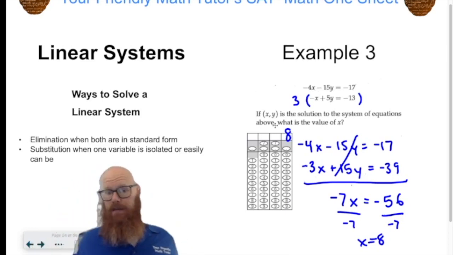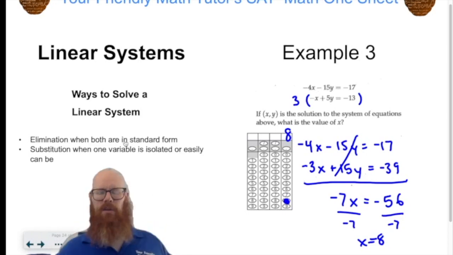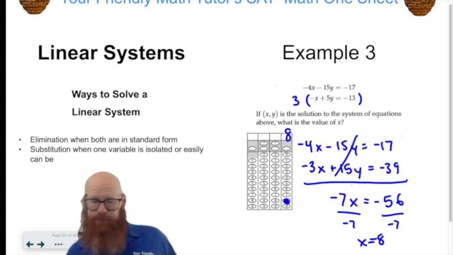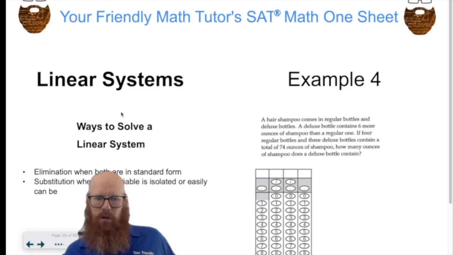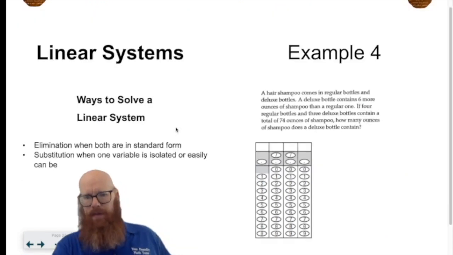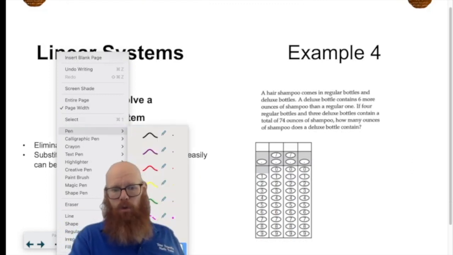So you really want to try to save yourself as much work as possible. So when you do the elimination method, make sure you're eliminating the variable that they don't want you to find. And finally, let's move on to our last problem. And in this one, we are going to solve a word problem that requires a system.